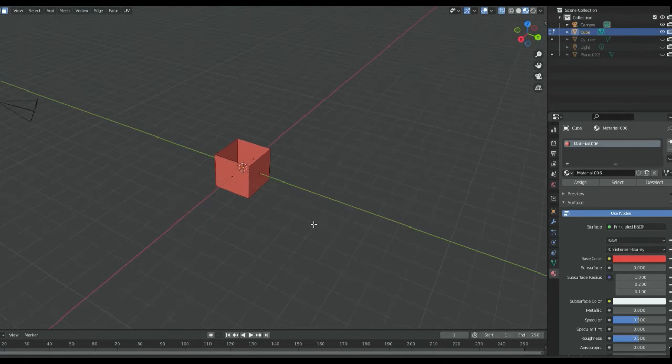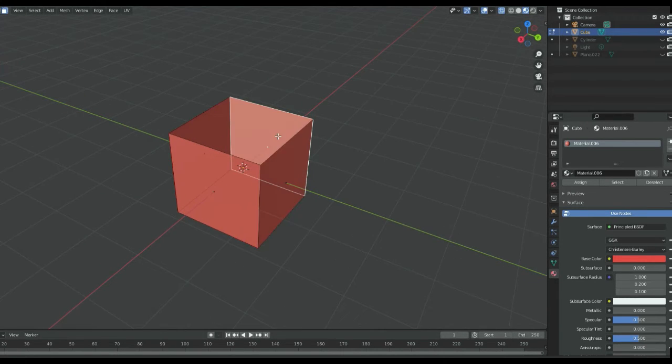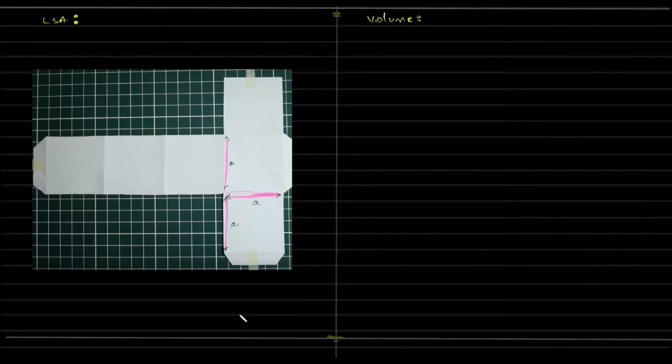So how many are there? Clearly there are 1, 2, 3 and 4. So basically lateral surface area is nothing but 4 times A square. So basically we need not consider the top and the bottom. These are not to be considered. Side 1, side 2, side 3 and side 4 have to be considered.